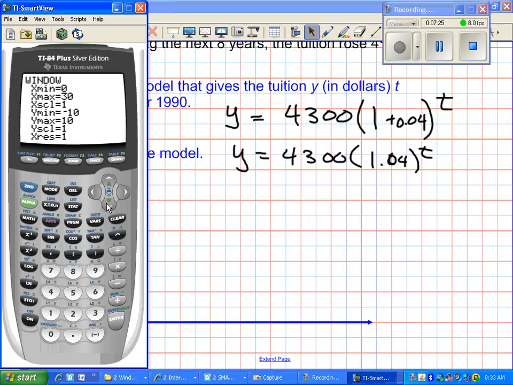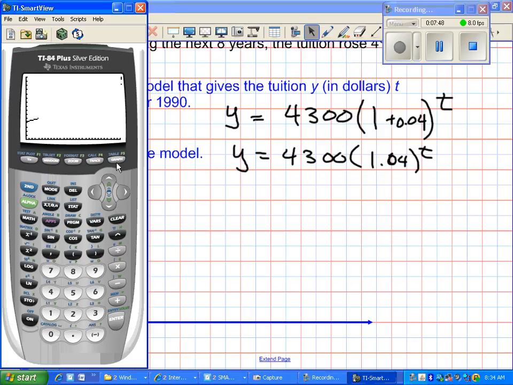Let's have our y's. My y's need to have 4,300 in it. I personally like to have the y-axis, the x-axis is part of it, so I do start with 0. I need to go up, let's go up to $15,000. And let's count by thousands.